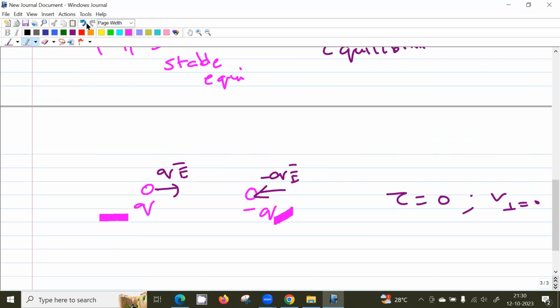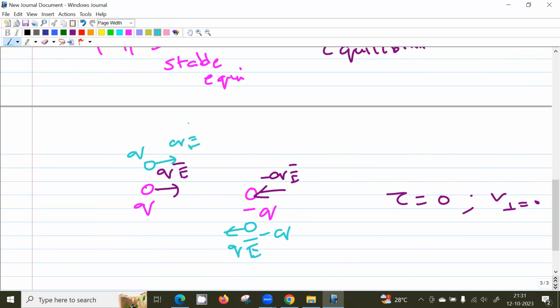Now we have to figure out whether it's stable or unstable. For that, I have to disturb it a little bit from the equilibrium position. So let me rotate this minus Q a little bit on this side. So this is the new position of minus Q and the new position of plus Q. Plus Q and minus Q should be diametrically opposite. Now the force on this one is towards left, and on this one it will be towards right.